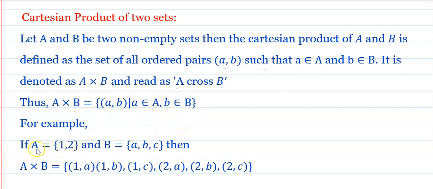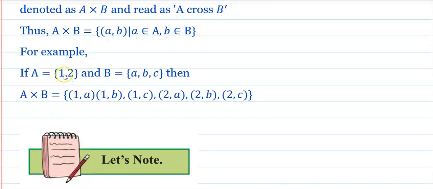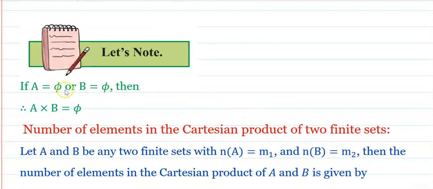For example, if we have the set A containing the two elements 1 and 2, and B = {a, b, c}, can we define A cross B? Yes, we can define it. See here: 1 with a, that is (1, a), (1, b), (1, c), (2, a), (2, b), (2, c). In this way, we have A × B. Now note that if A is empty or B is empty, then their Cartesian product A × B is also empty.